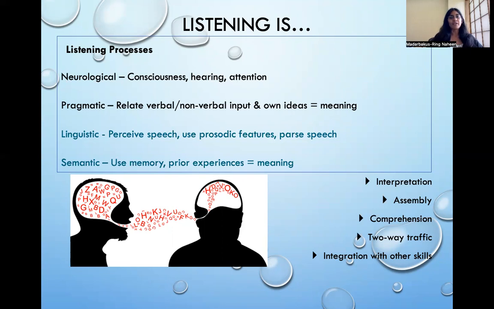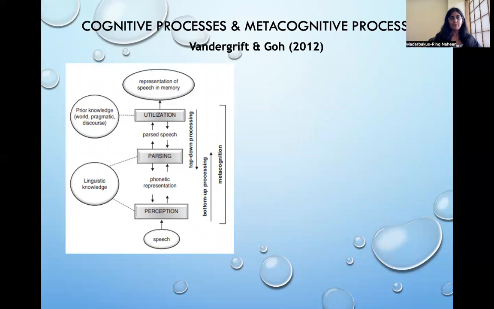So even at this point, it's very important to understand how we can use listening with productive skills such as writing and speaking. If we want to view listening processes more technically, we can have a look at this cognitive and metacognitive process model drawn up by Vandergrift and Goh. We can see here in the middle the perception, parsing, and utilization which takes place when we listen to any input. The speech bubbles in the side, so speech, linguistic knowledge, prior knowledge, and representation in speech and memory represent the different processes I just introduced.